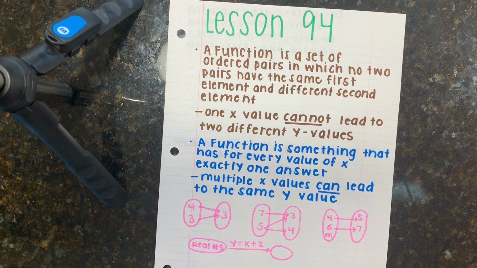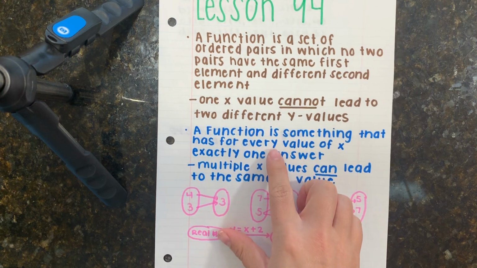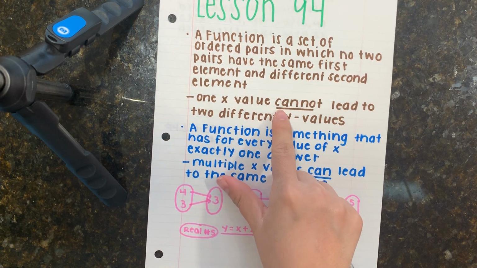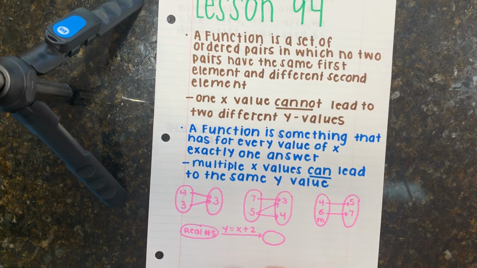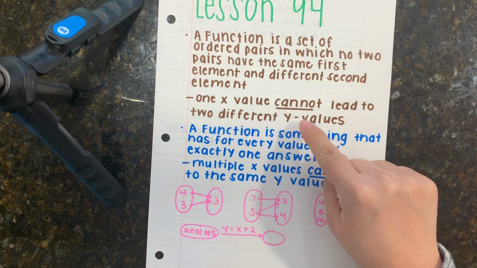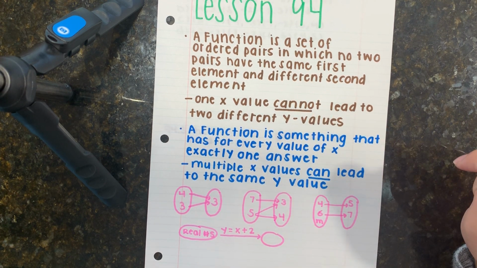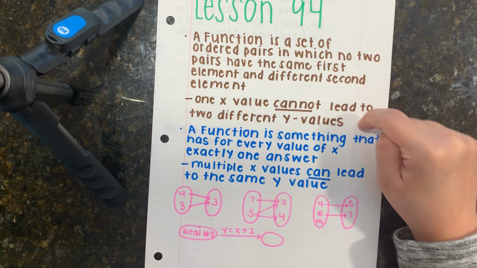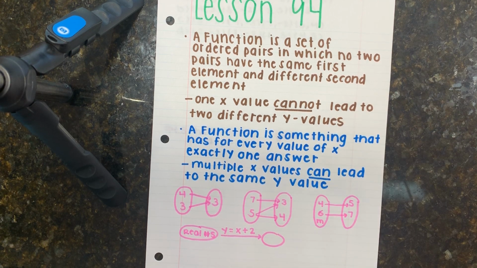So the first thing is that there's a definition in this text that says a function is a set of ordered pairs in which no two pairs have the same first element and different second element. So what this means is that you cannot have one x value that leads to two different y values. So one x value cannot lead to two different y values. If you have this, then this is not going to be a function.